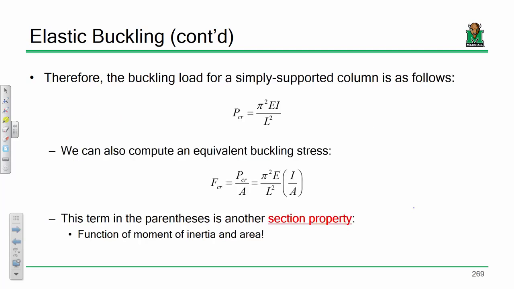So let's get back to this. Everybody watch up here. So here's our buckling load. We can compute a buckling stress, and when we compute a buckling stress, what we're doing is dividing this by the area. And I over A, that's just a new section property, because if you have a shape, you should be able to determine the area of that shape and the moment of inertia of that shape. So the radius of gyration is just the square root of this value divided by this value. It's just another property of that shape.